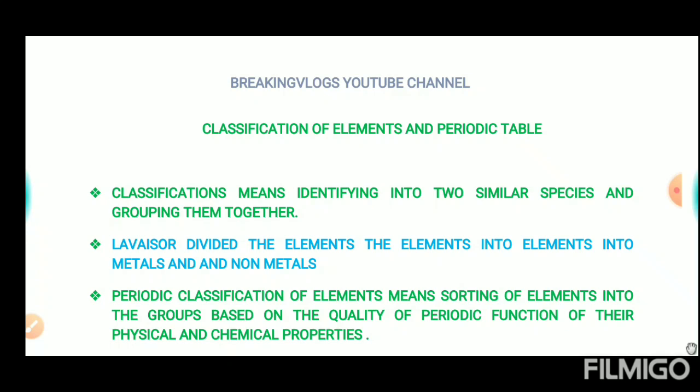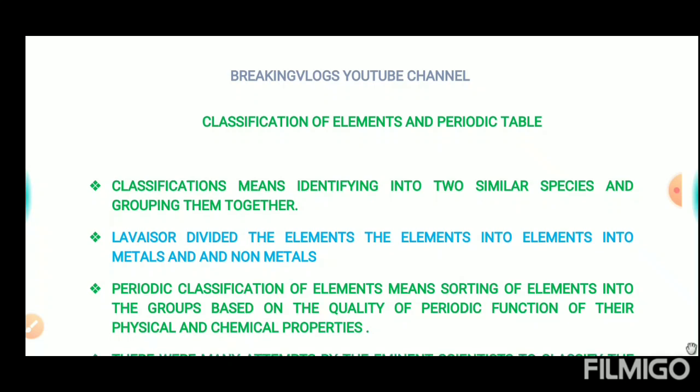However, periodic classification of elements is different from the classification of elements. Periodic classification of elements means sorting of elements into groups based on the periodic function of their physical and chemical properties. This is known as periodicity. Periodicity is the repetition of the same characteristics at a fixed interval by elements arranged in a group or in a periodic table.